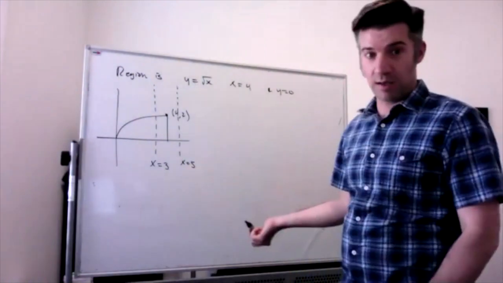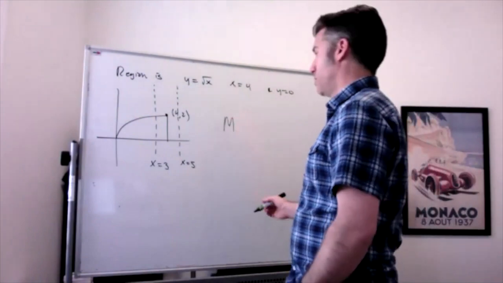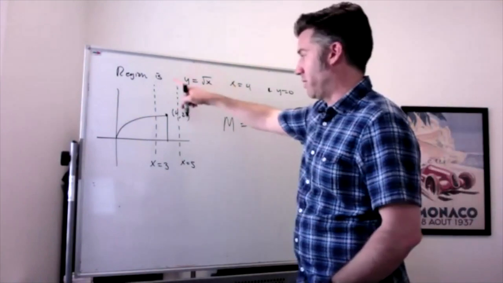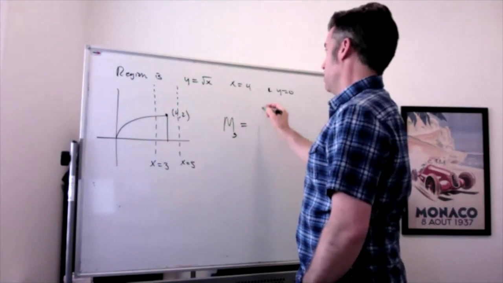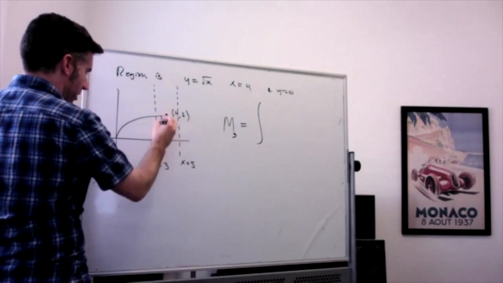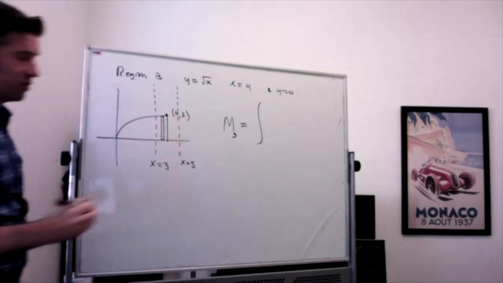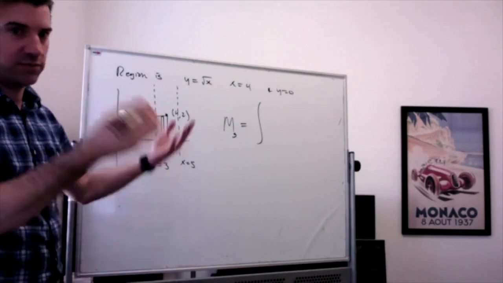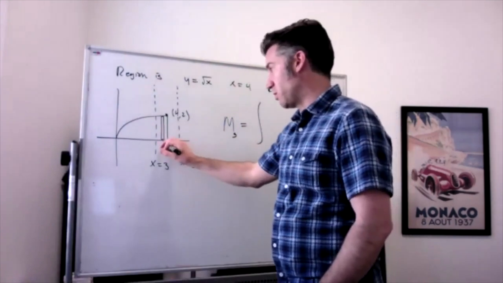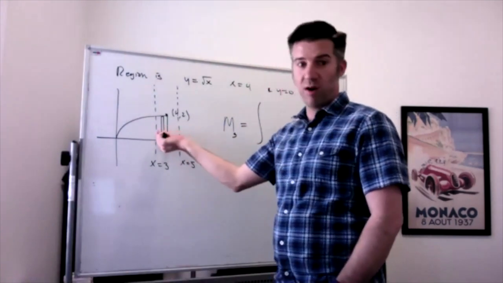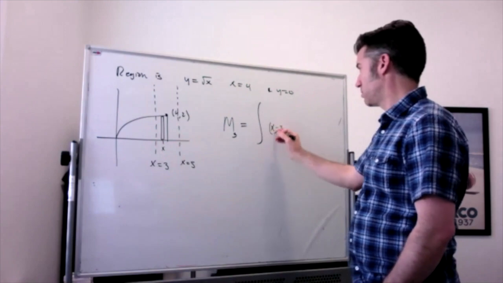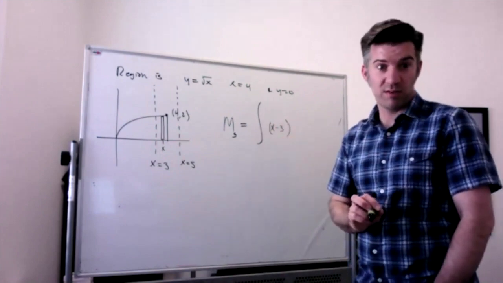So here's what I'm thinking, right? I'm thinking that the moment, which I'm just going to write as the moment because it's not around the x or the y axis specifically, the moment around the line, let's do 3 first. So again, I am drawing a vertical strip. It's always going to be easiest if your strip is parallel to your axis of momenting. So what's the lever arm? Well, I'm thinking of the strip as being located at x. So the length of the lever arm is x minus 3. That's how long my lever arm is.